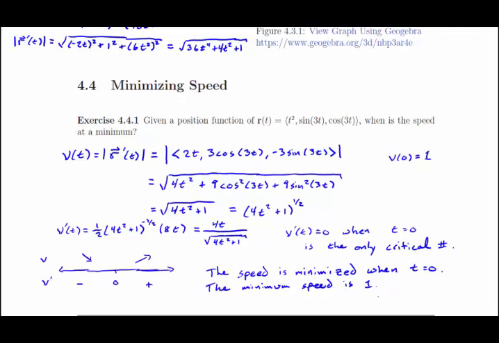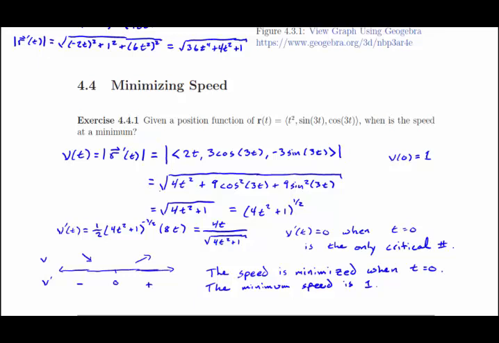Okay, so if we want to minimize speed, we first need to find a speed function. So little v of t, not the vector function, but the speed function, equals the magnitude of r prime of t, which r prime of t is 2t, comma, 3 cosine of 3t, comma, negative 3 sine of 3t, by taking the derivative of my position function r of t, which again was t squared, comma, sine of 3t, comma, cosine of 3t. I then take the magnitude of my little v of t. So again, little v of t was 2t, comma, 3 cosine of 3t, comma, negative 3 sine of 3t. I take the magnitude of that.